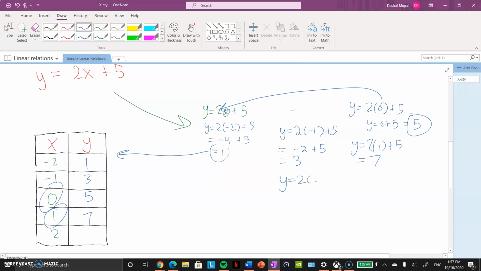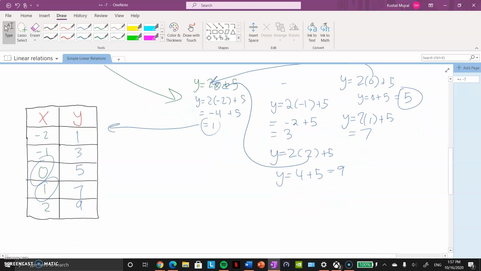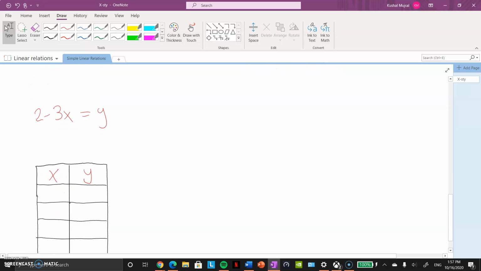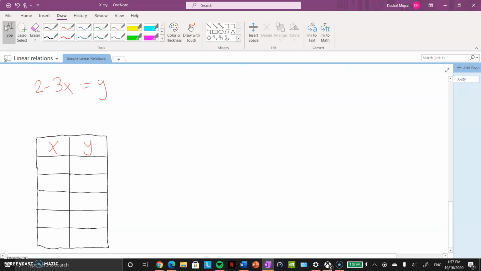Let's take a look at the next one. Y equals 2 times 2 plus 5, because we're plugging in 2 for x here. So y equals 4 plus 5, which is 9. So we're going to write 9 over here. And that's the answer for this question. Let's take a look at this question over here. 2 minus 3x equals y. So we're going to write 2 minus 3x equals y.